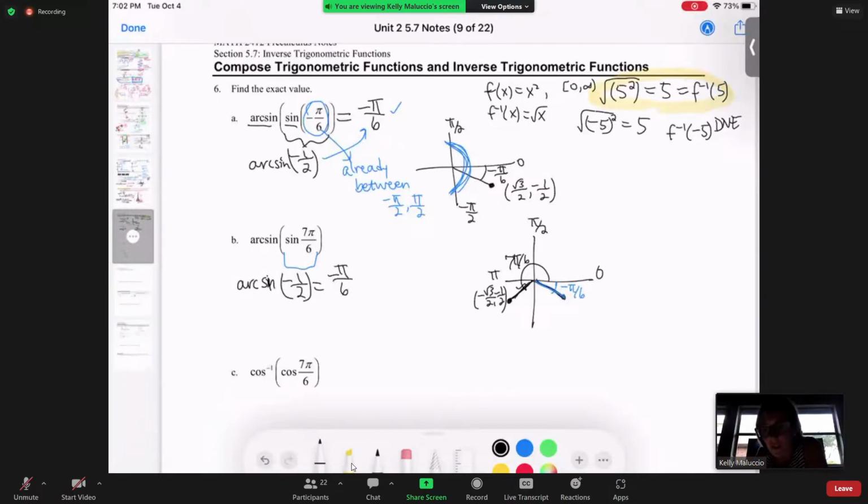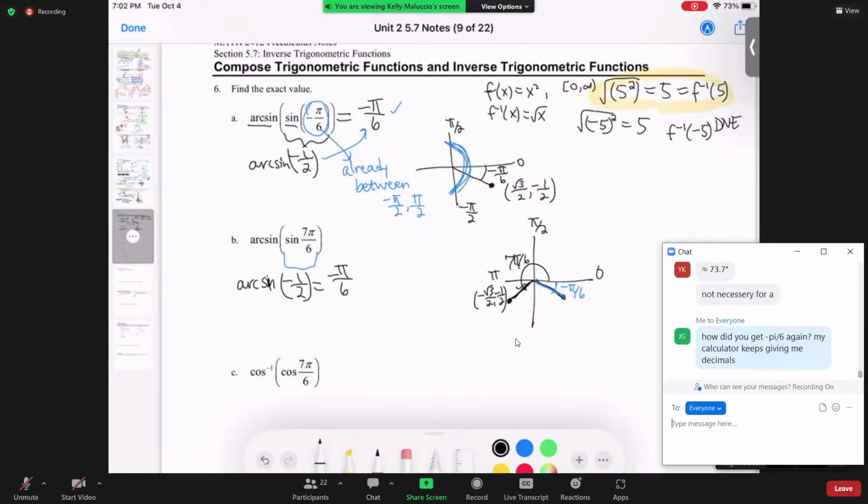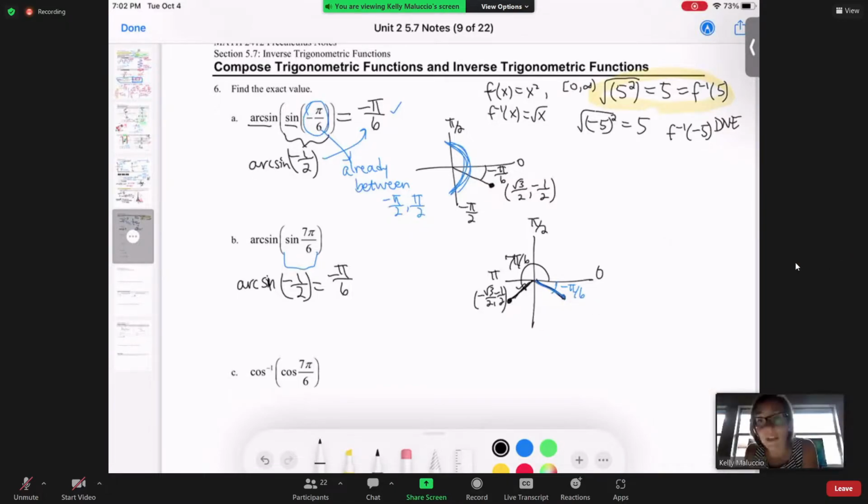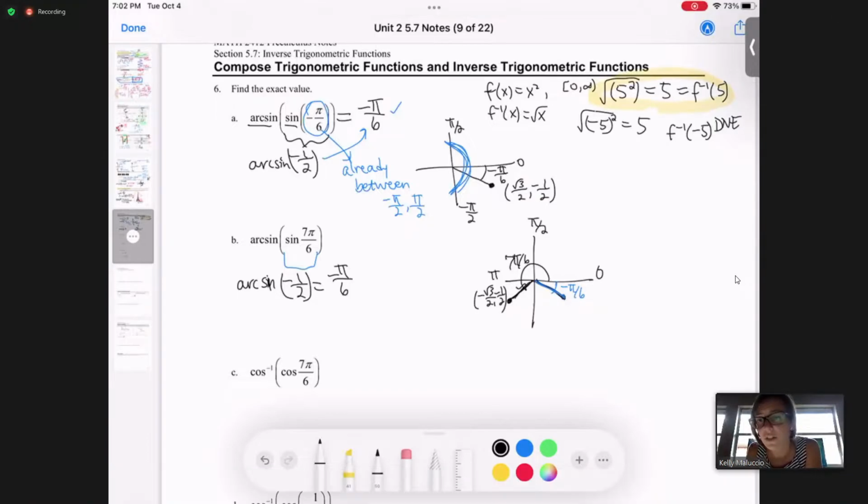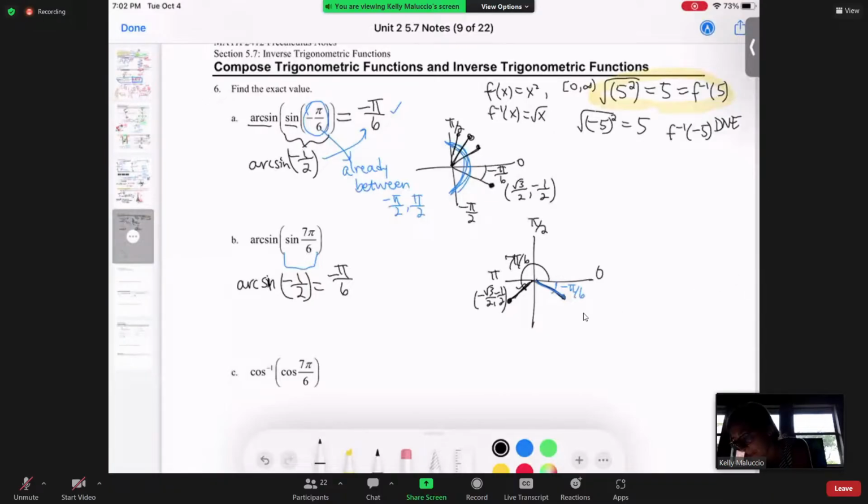And sorry, there's a question in chat. How did you get negative pi over 6 in? Kevin is, yeah. So, okay, in this case, you're not using your calculator. Your calculator 100% will give you decimals because your calculator doesn't know. We're getting pi over 6 from the unit circle. So I'm basing everything off of the unit circle, and then reflecting them based on the quadrant that it's in. So Joseph, hopefully that answered the question.